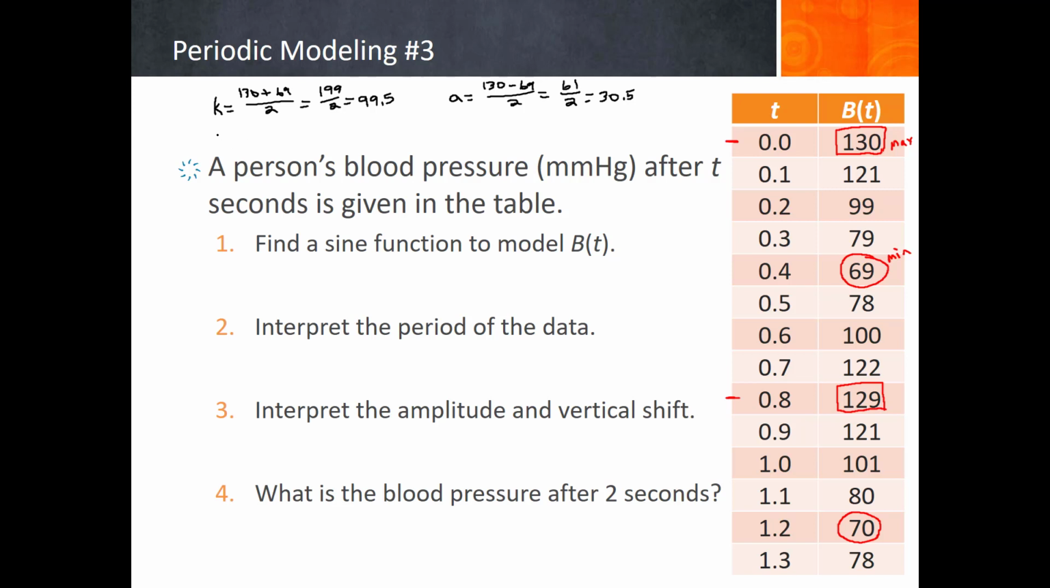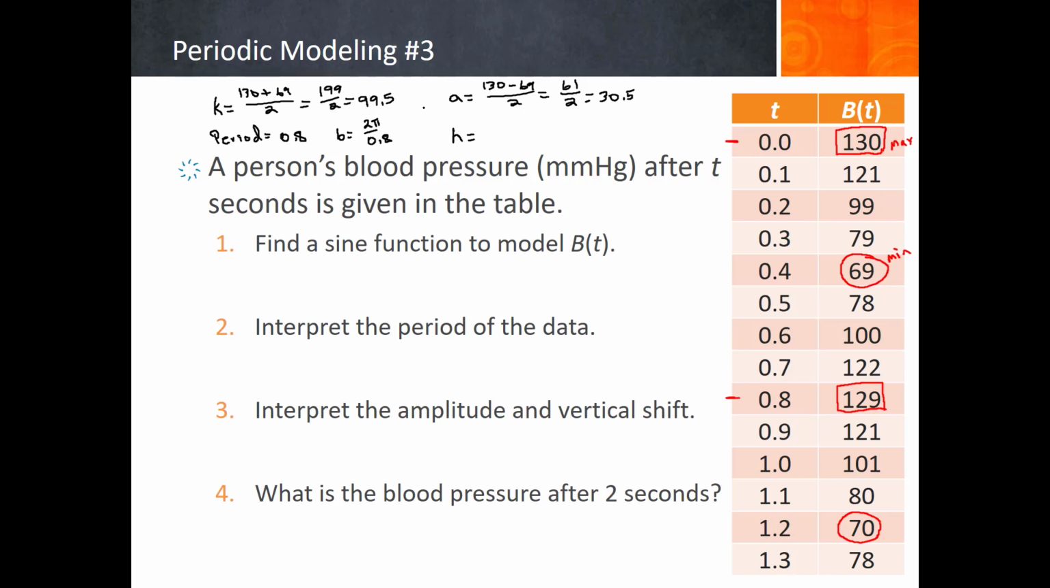Okay, so that's the midline and the amplitude. And we already know that the period is 0.8. And that means that B is going to be 2 pi over 0.8. And you could simplify that in different ways. I'm just going to leave it like that for now. So we have K, we have A, we have B. All that's left is H. Okay, and again, H is the X value. And for sine, it's the X value where it hits the midline. And our midline is 99.5, or about 100.